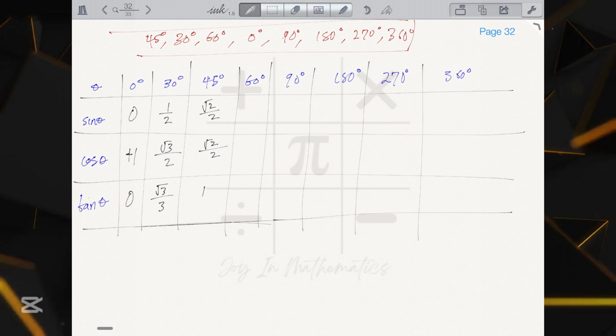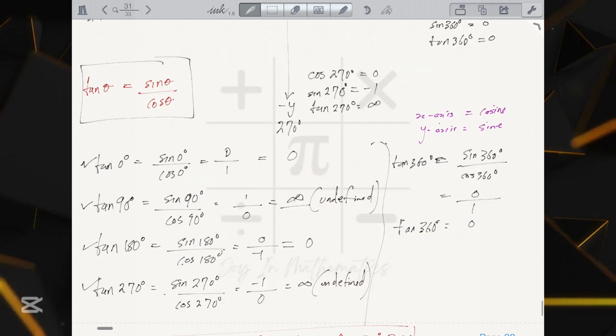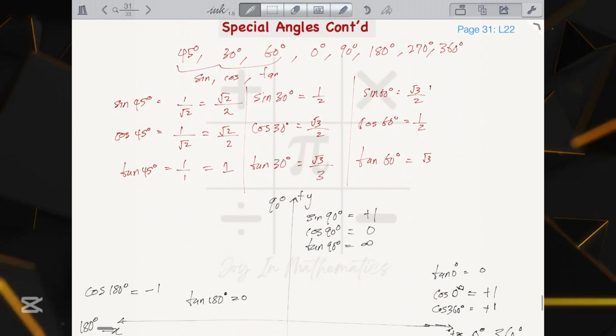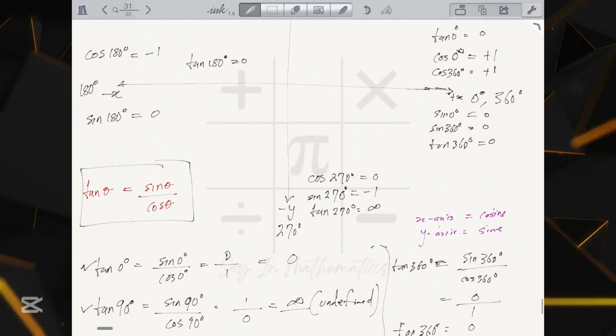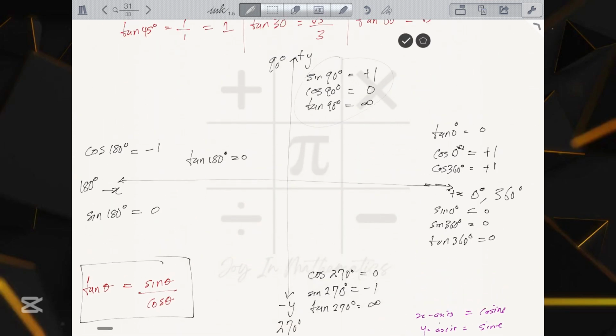60 degrees. So for 60 degrees now, we move upwards, just as we have summarized here. Sine 60 degrees is root 3 over 2, cos 60 is 1 over 2, and tan 60 is root 3. We move on to angle 90 degrees, which is right here. Sine 90 degrees is equal to 1, cos 90 degrees is equal to 0, and tan 90 degrees is equal to infinity, which is undefined.